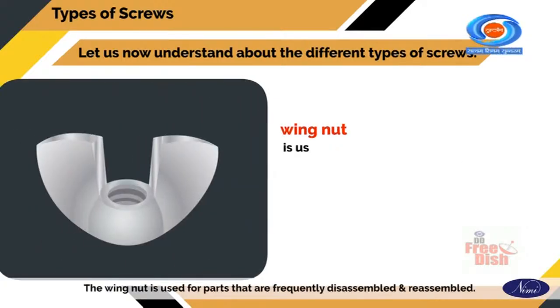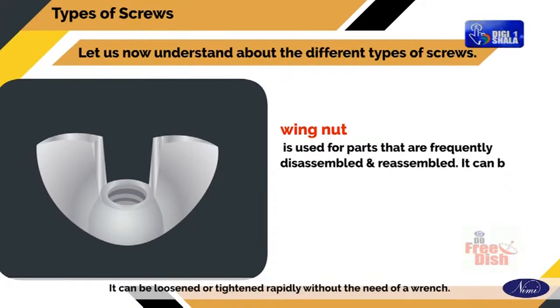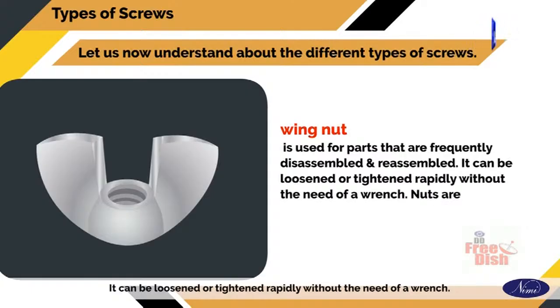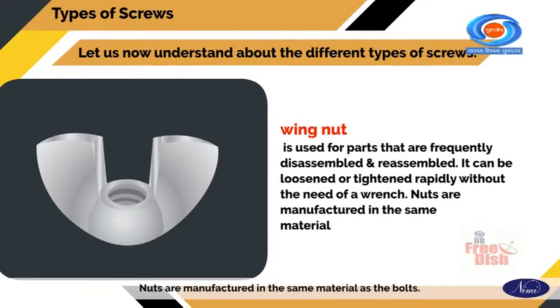The wing nut is used for parts that are frequently disassembled and reassembled. It can be loosened or tightened rapidly without the need of a wrench. Nuts are manufactured in the same material as the bolts.